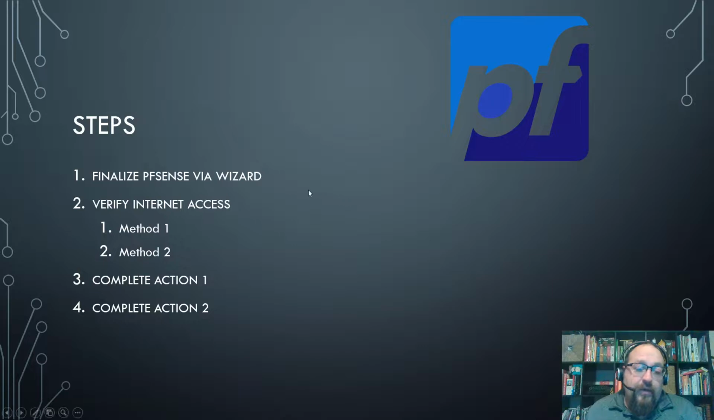So we'll go ahead and finalize pfSense through a wizard. If you missed the wizard or skipped the wizard, I'll show you how to get that back. We'll verify internet access through two different methods. We'll complete Action 1 and Action 2.